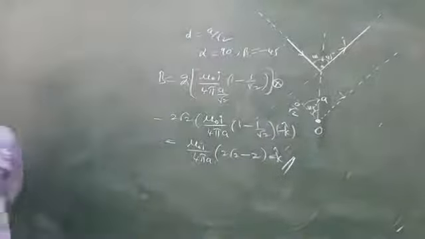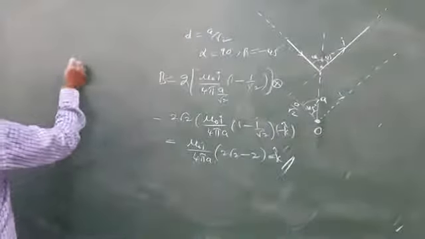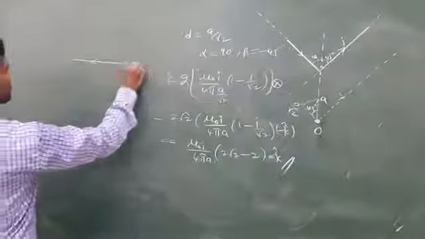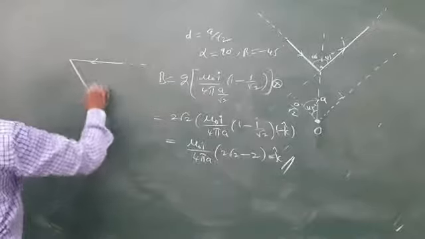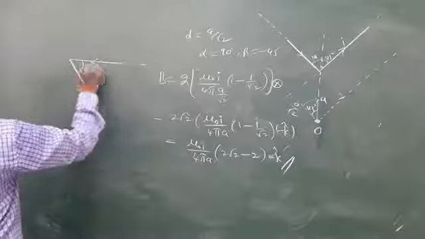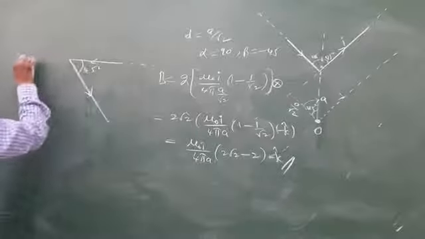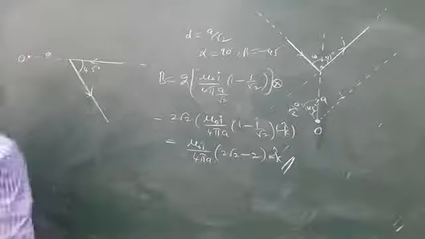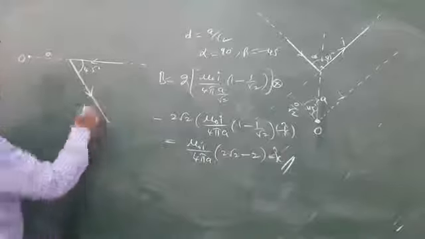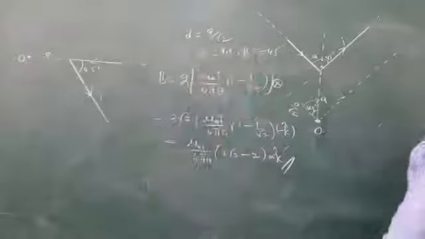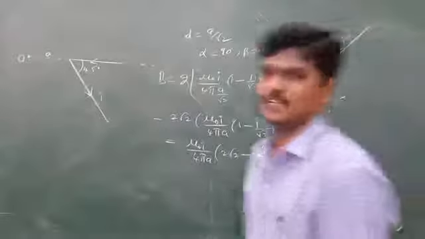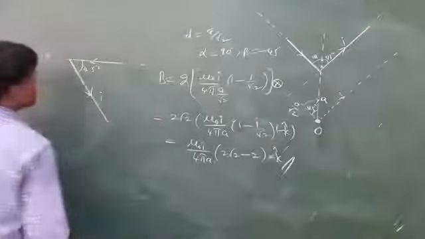Let me try one more question. This is also given 45. Find the field at this point, at a distance A again. So the question pattern is the same: magnetic field at point O as shown in the figure. So plenty of questions, let me try maximum questions here.